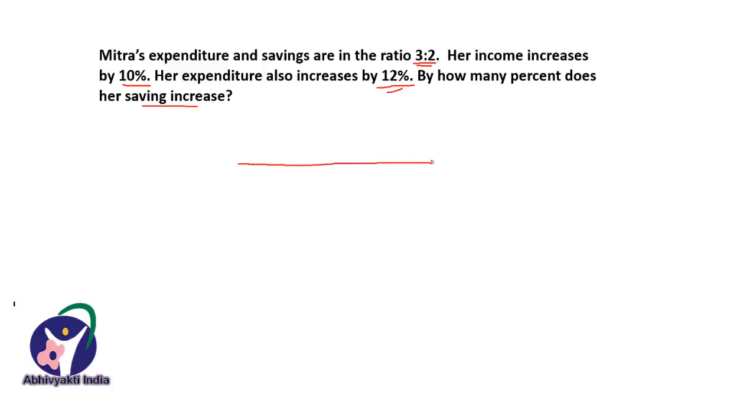So for the alligation method, here the ratio of expenditure to that of the saving is 3:2. Expenditure is increased by 12%. Saving, if it is increased by X%, and the income is increased by 10%, then we have to find the increase in the saving.